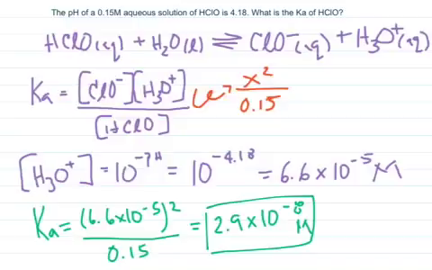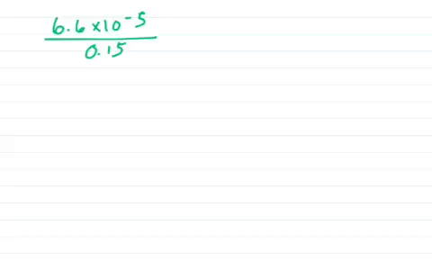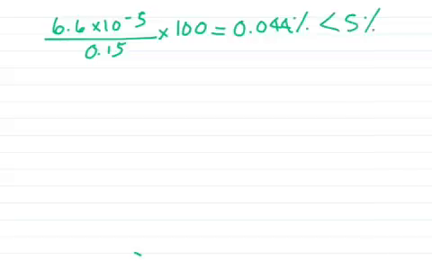Now I'm just going to make sure my assumption of getting rid of that minus x for the initial of acid is true. So I'm going to take that molarity, 6.6 times 10 to the minus 5th, and divide it by that molarity that I started with, times it by 100, which is equal to 0.044%. So that is definitely less than 5%. So again, this was a valid assumption.